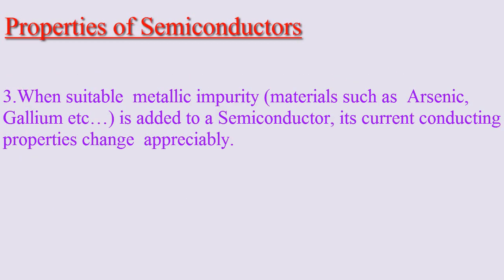Thirdly, when suitable impurity materials such as arsenic, gallium, etc. are added to a semiconductor, its current conducting properties change appreciably.